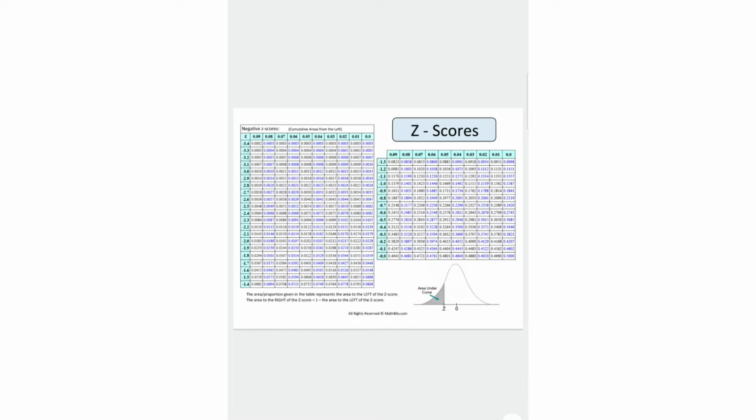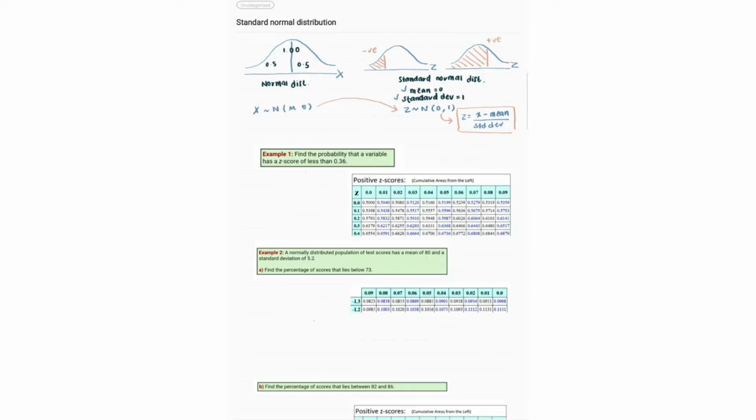There are various types of z-score table you can find on the internet, and you need to make sure which type of table you are using. Here we are using the table that represents the area to the left of the z-score, which means these numbers show the area under the curve to the left of the z-score. I will show you an example so that you can understand more.